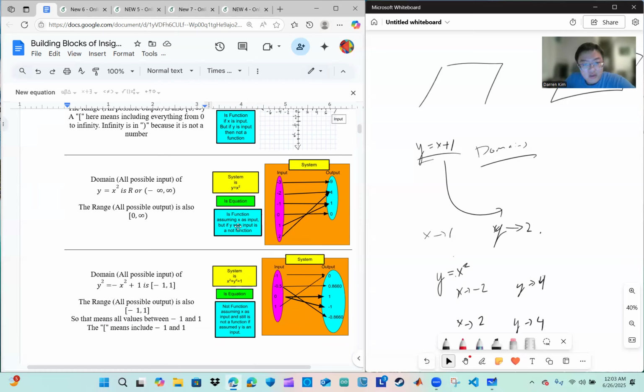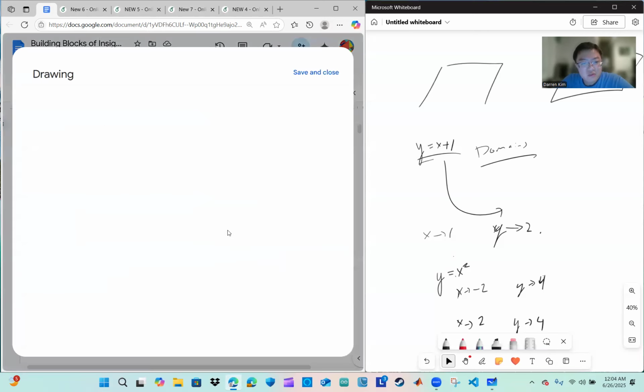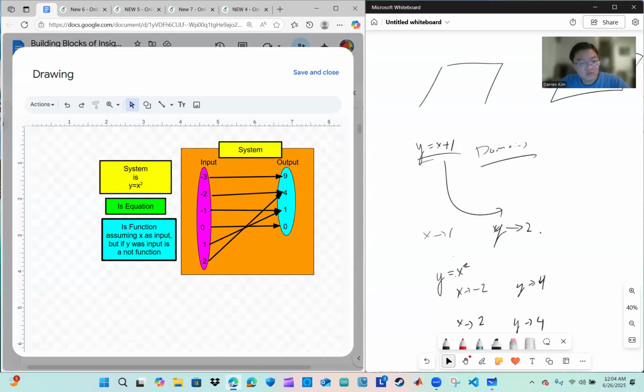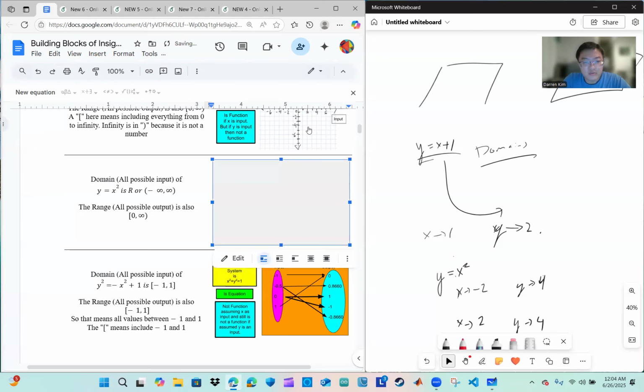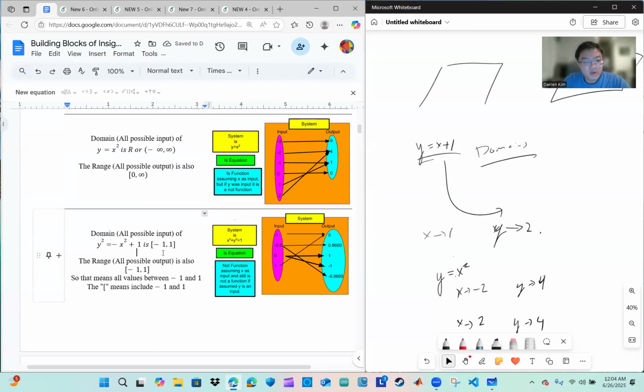Right? Now, here it says this is a function assuming x is the input, but if y was the input, it is not a function. What is this grammar? It is not a function. Well, I'll fix that for all of them later. But you get what I'm trying to say? If I flip them, they wouldn't be. But this is a function right now.